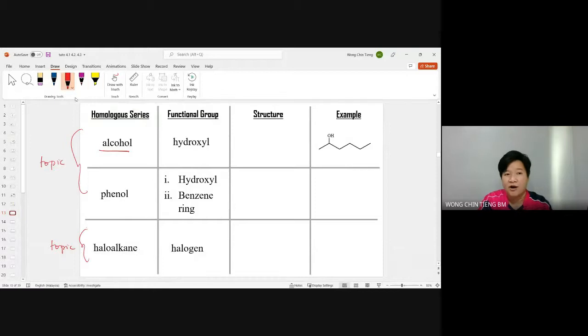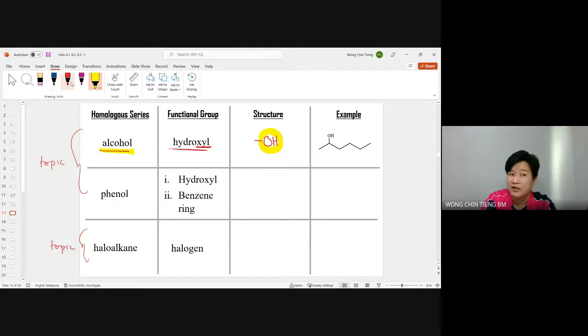Next. I have the homologous series alcohol. Its functional group is hydroxyl. Pay attention to the spelling, XYL. Having an L and not having an L carry different meanings. We will learn the difference in the alcohol chapter later. The functional group is X, Y, L, and the structure is obviously OH. This is the hydroxyl group that we are looking for in alcohol.